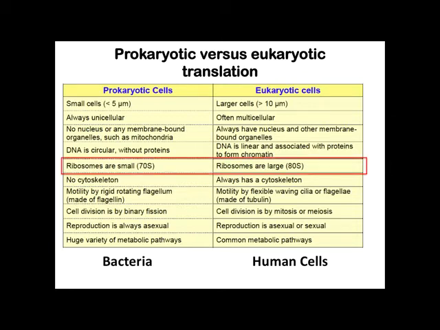So in bacteria, the ribosomes are smaller than they are in eukaryotic cells. And you can see here it says ribosomes are small, called 70S. Ribosomes are large, called 80S. We'll talk about what that means in just a second.